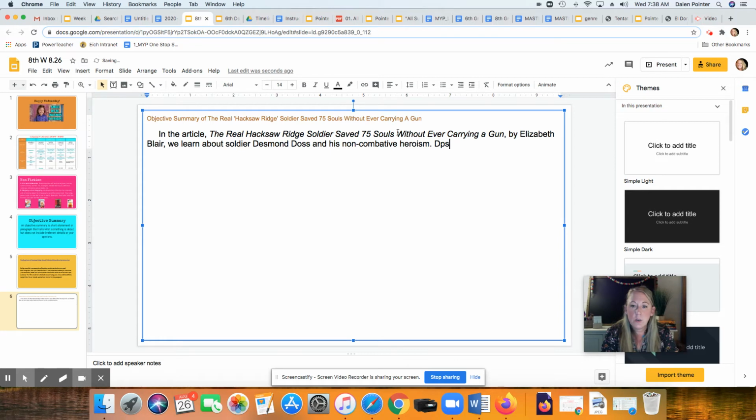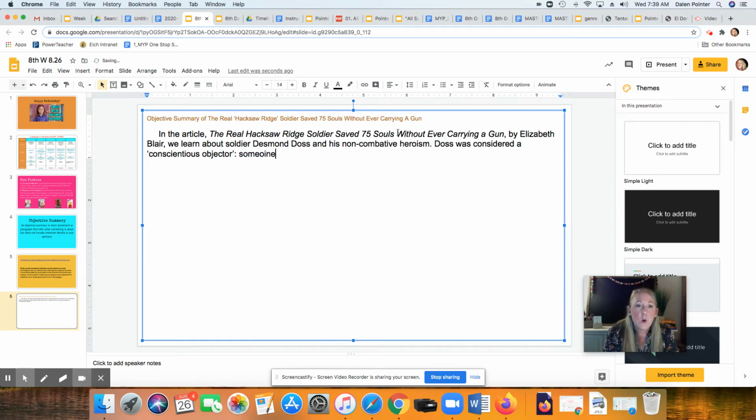Doss was considered a conscientious objector. I think that's important. It says it multiple times throughout the article, and it's important because we want to know why he was the way that he was, what his thing was. So I'm going to go ahead and define that too. Doss was considered a conscientious objector. So someone reading your summary might be like, well, what the heck is that?